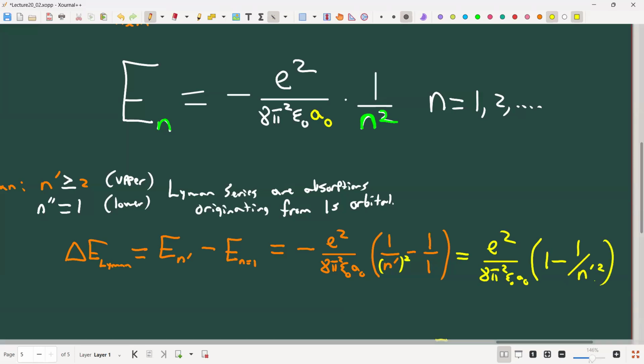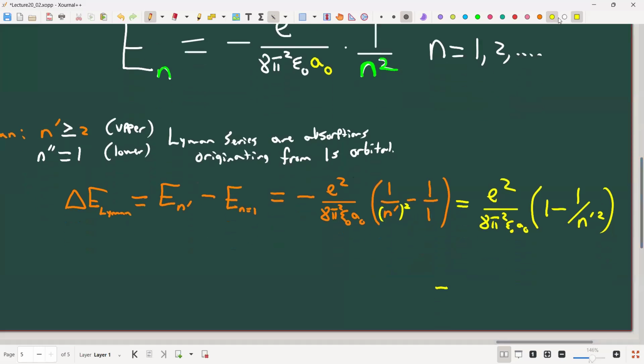Well, there's that 1 minus 1 over n squared that Lyman had. All right. So now what we have to do is figure out what this value is. And if it's the same value that Lyman had, then Lyman had the right answer. All right. So I think I have you calculate this in a homework in some way. And what you find is that when you evaluate this number in wave numbers, it's 109,678 wave numbers times 1 minus 1 over n squared.